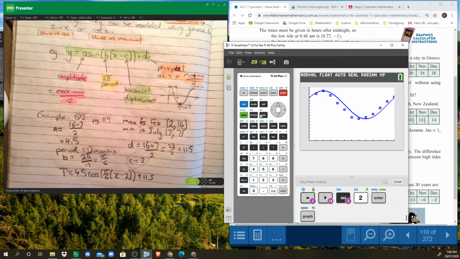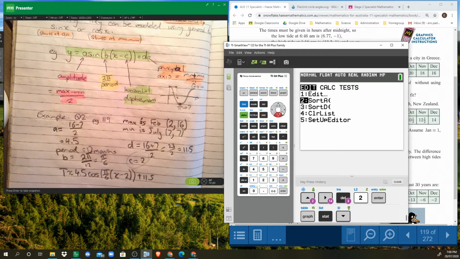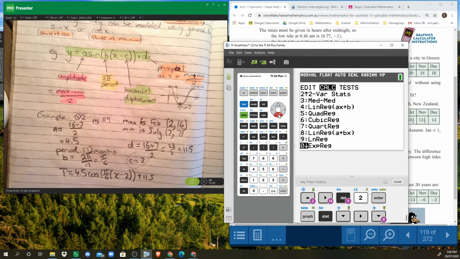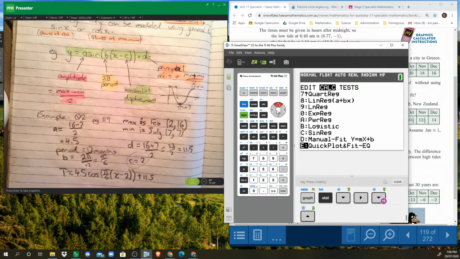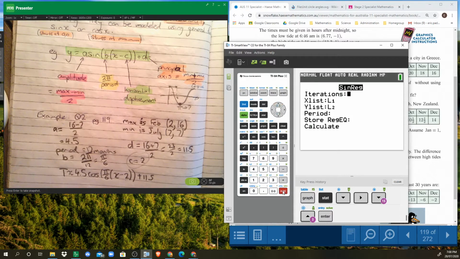I'm going to go back into stats and into calc, and right down here to sine regression. Now there is no cosine regression, unfortunately. There is a sine regression, but remember you can change sines into cosines without too much difficulty. I'm not entirely sure how to use this well, or if it will work, so I'll give this a try and see if it does something.